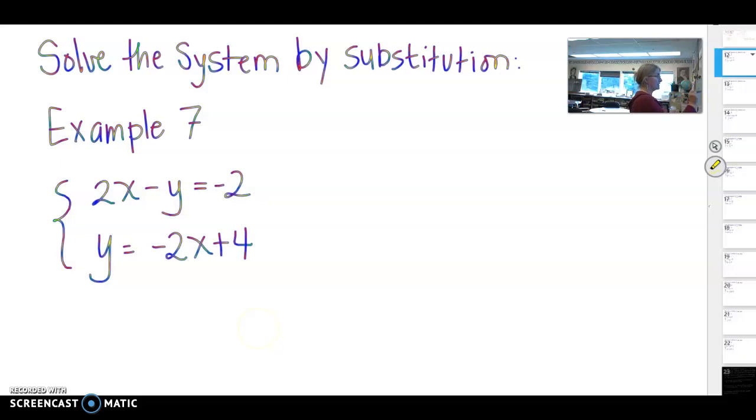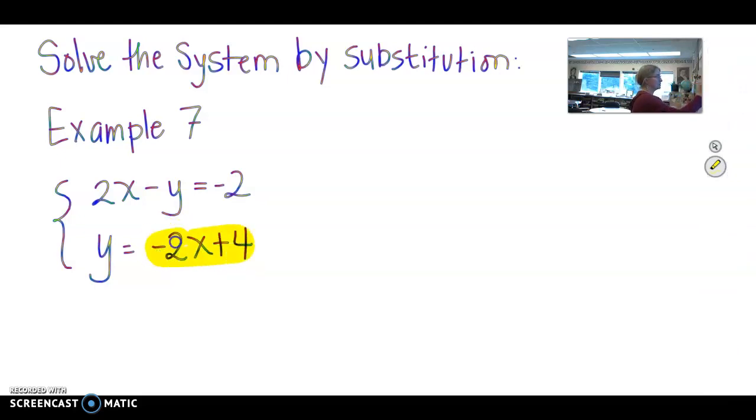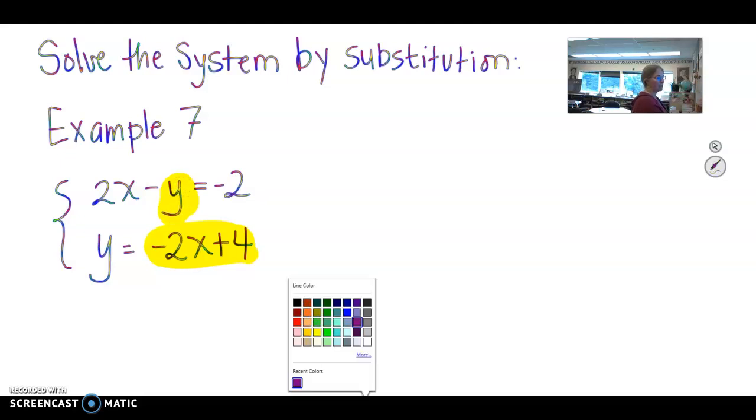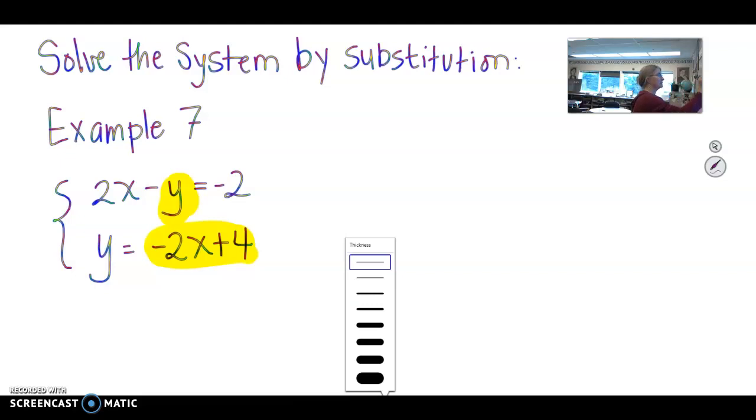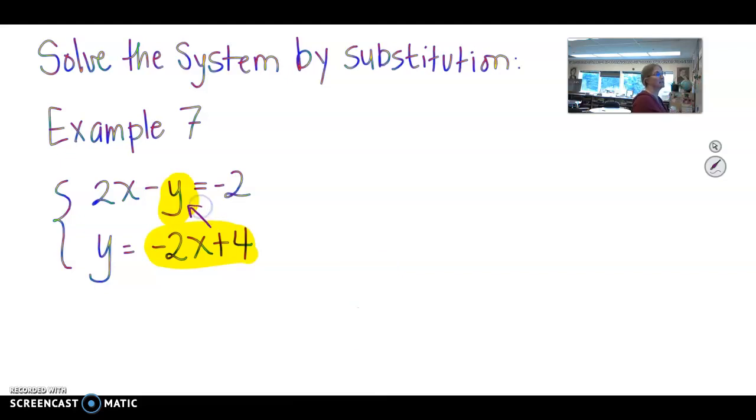So for solving by substitution, we know that y is equal to -2x plus 4. And so we can substitute that in. That's why it's called the substitution method. In place of y, since y is equal to -2x plus 4, we can put that in here. One thing you really need to be careful with is you have to put the -2x plus 4 in parentheses. And so I'll show you why.